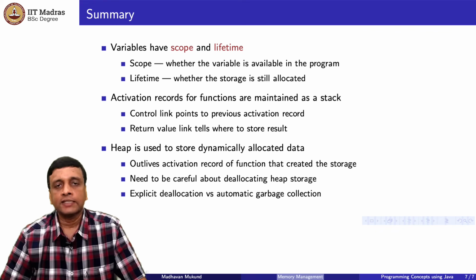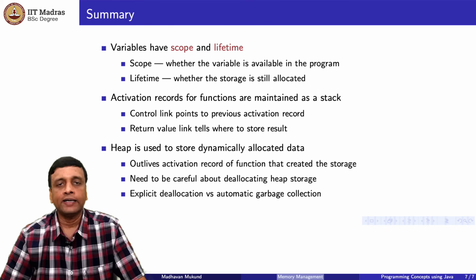For functions and local variables declared in functions, we have these activation records which are stored on a stack. Every time you call the function, you put an activation record on the stack. Every time you exit a function, you pop it. And for this, you also keep these control links and return value links to tell you where to go back after popping it and where to return the value that you just created.